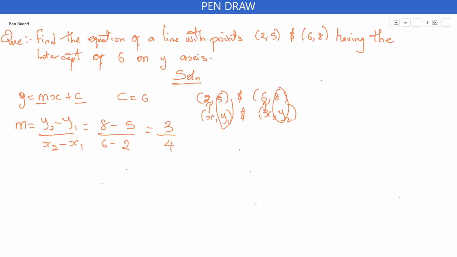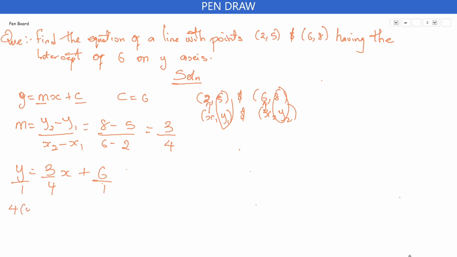And we have gotten our c. What we just need to do is substitute. So y = (3/4)x, don't forget, in terms of x, plus our c, which is 6. You can either leave your answer this way or work further. How do we work further? This is over 1, this is also over 1. Then multiply everything by 4.